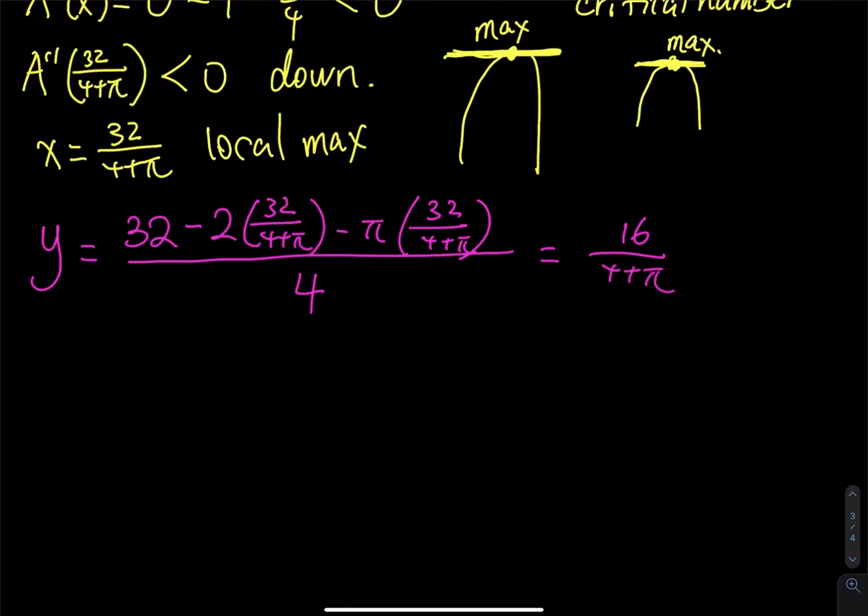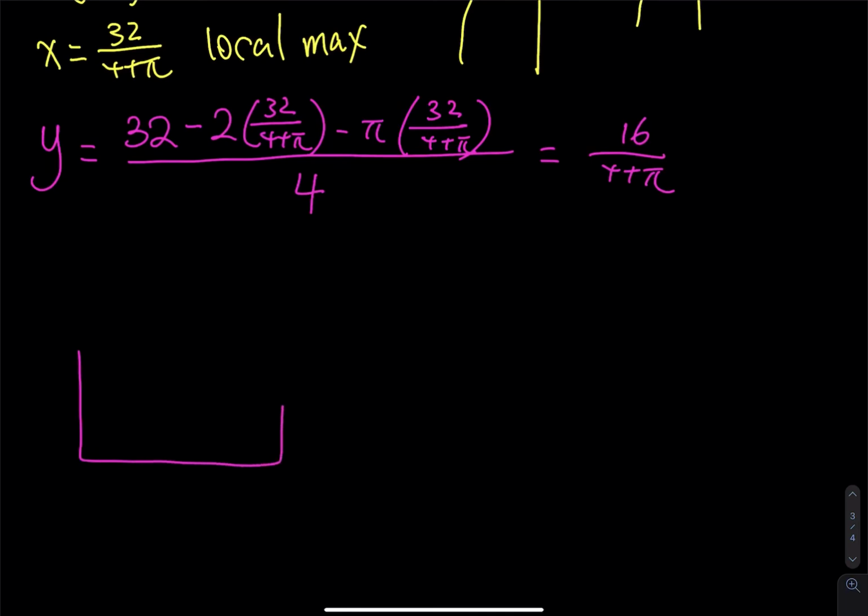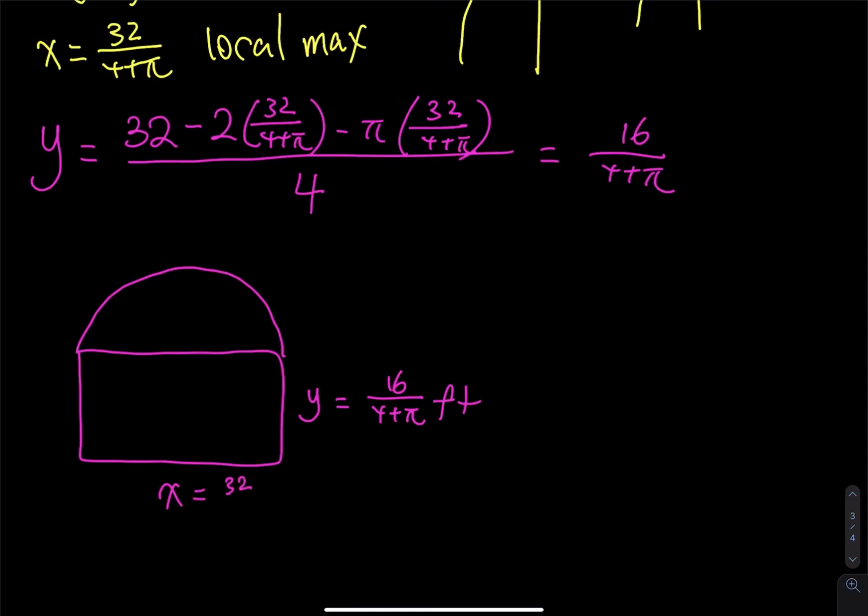All right, let's draw the Norman window again. We have a rectangle, and on top of the rectangle, we have a semicircle. This is your y, and this is your x. So y is 16 over 4 plus pi feet, and x equals 32 divided by 4 plus pi feet. That is the dimension of the Norman window that you are looking for.